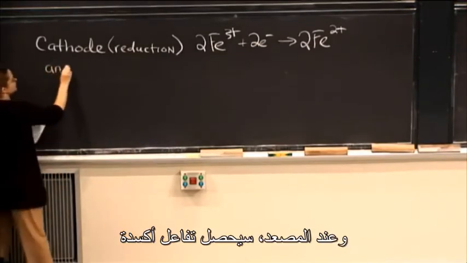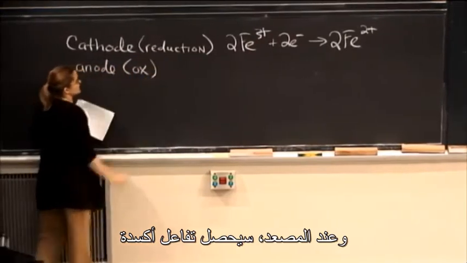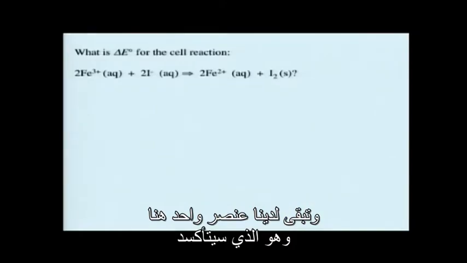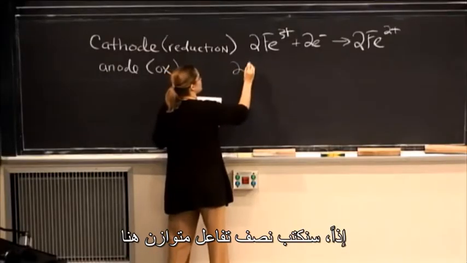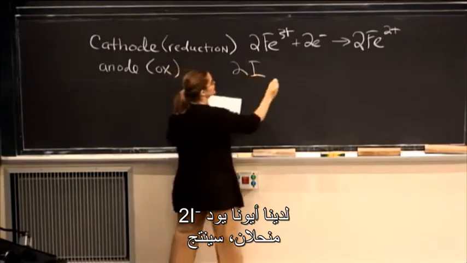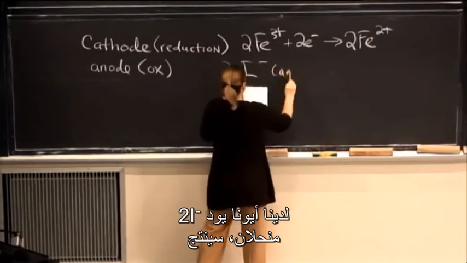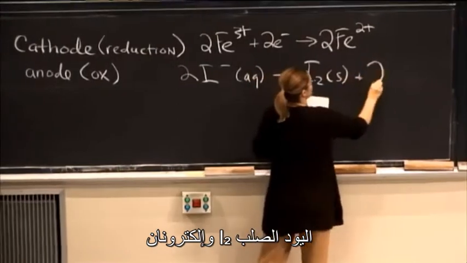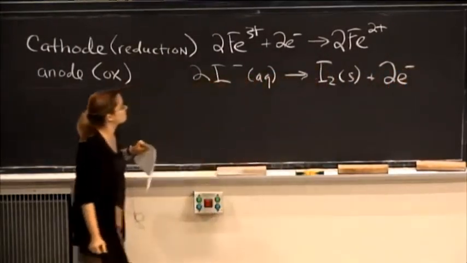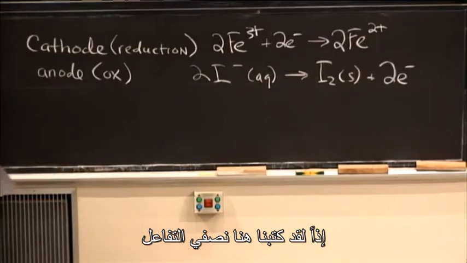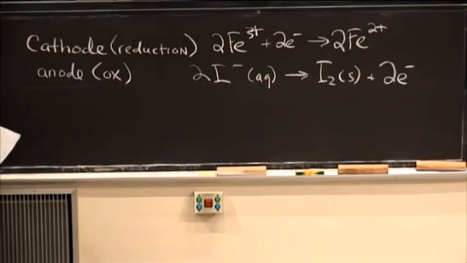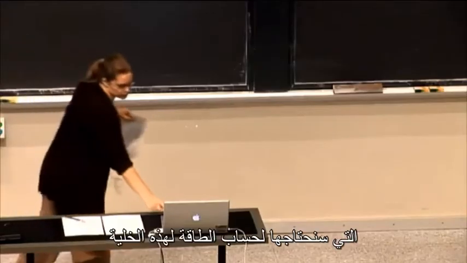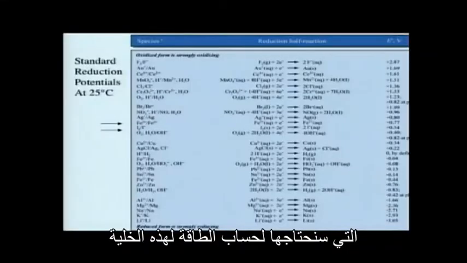Then the anode has an oxidation going on, and we only have one choice left of what's being oxidized. So again, balanced, we have 2 I minus, in aqueous solution, going to I2 solid plus 2 electrons. So we now have our 2 half reactions written out, and we can look at the standard reduction potentials, which we'll need to calculate the E for the cell.